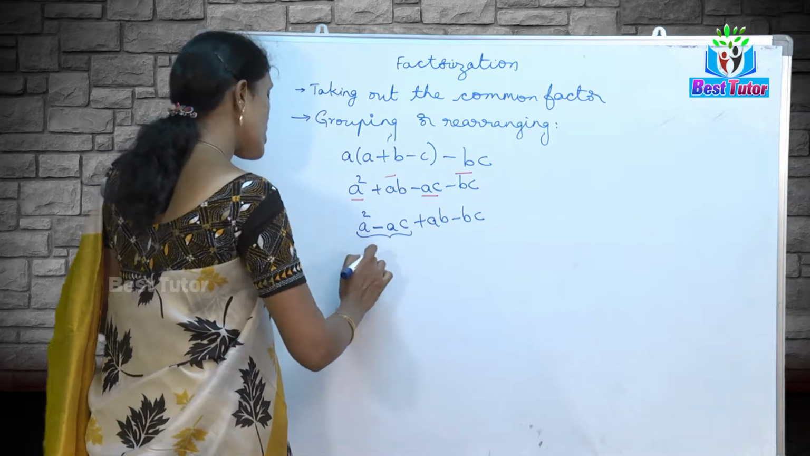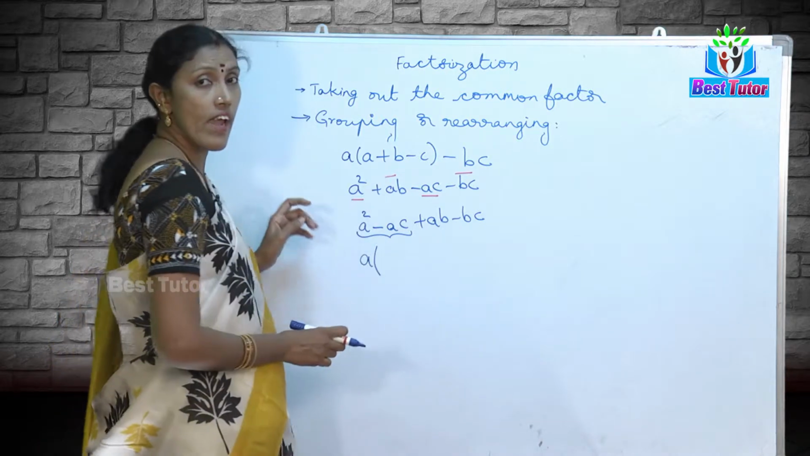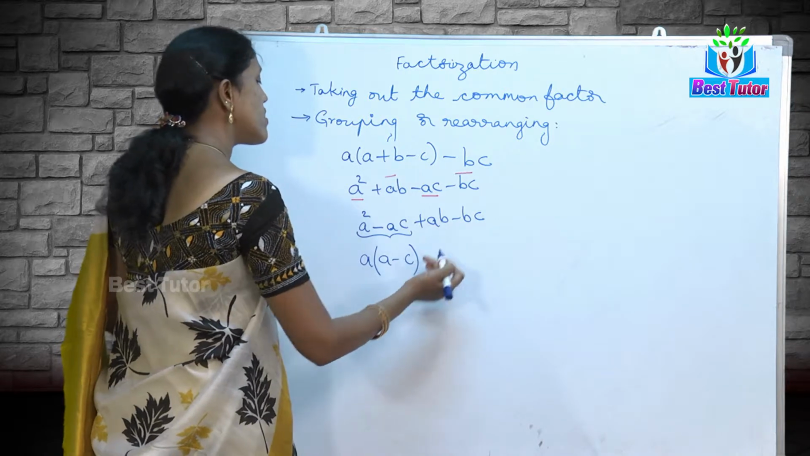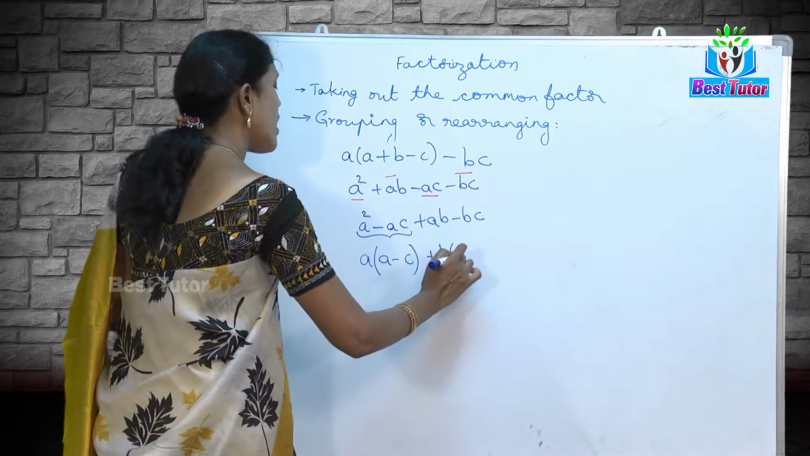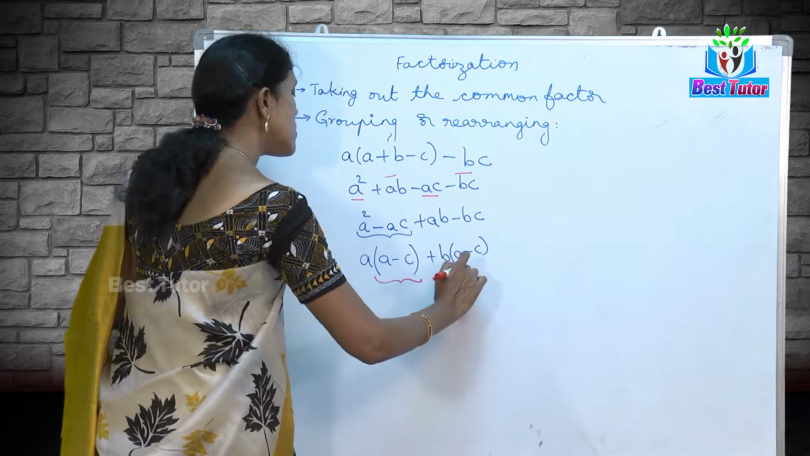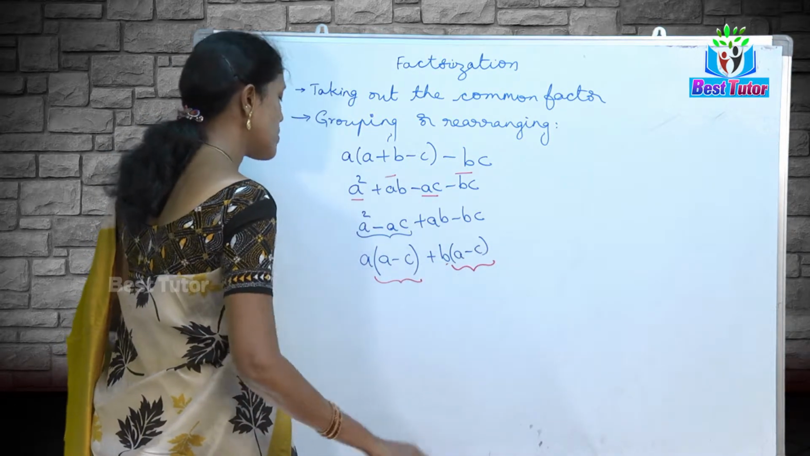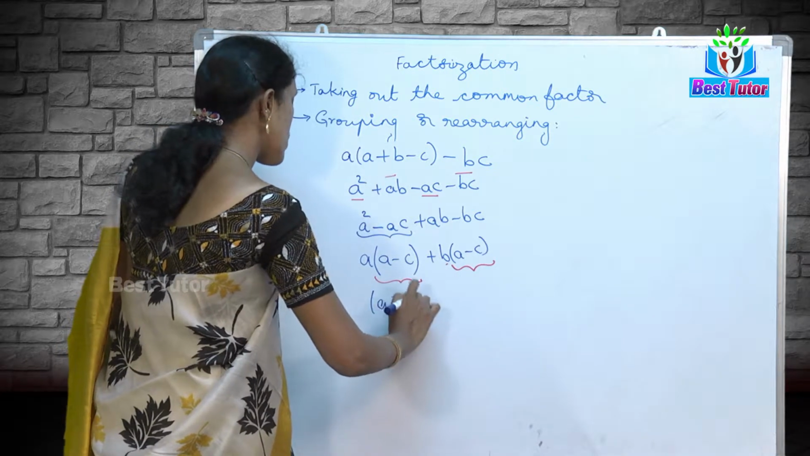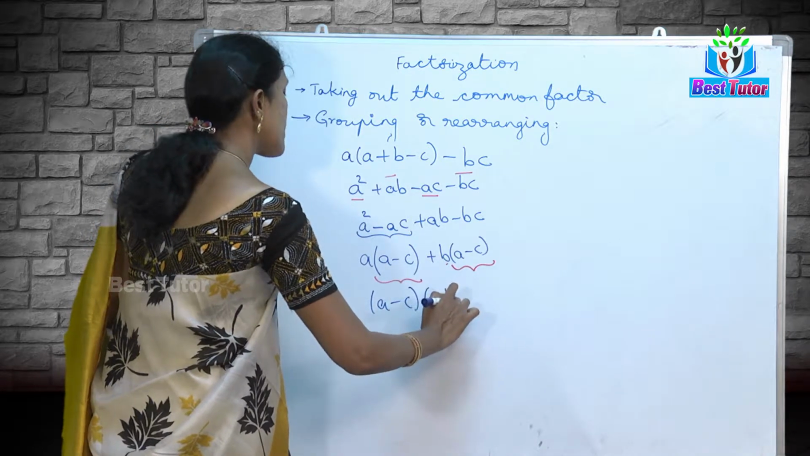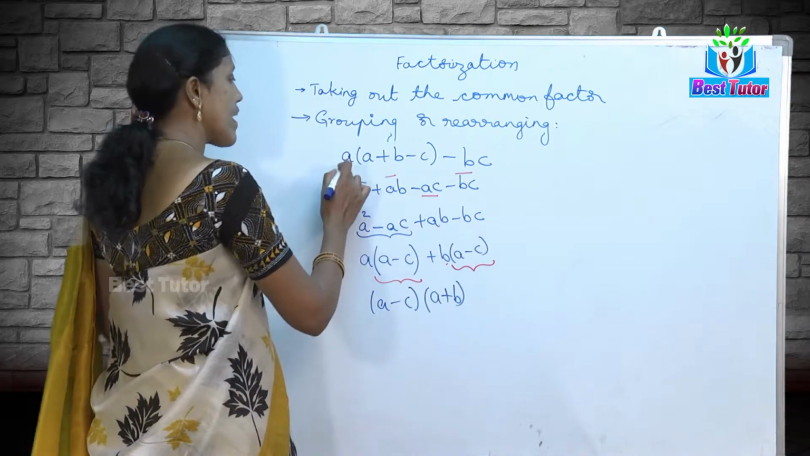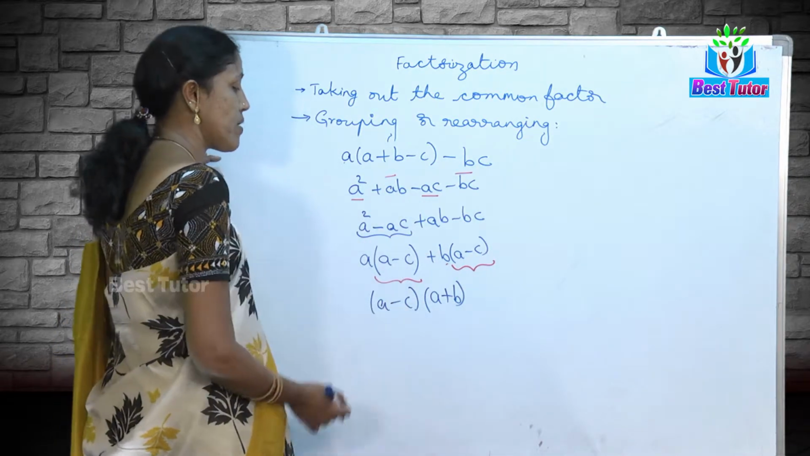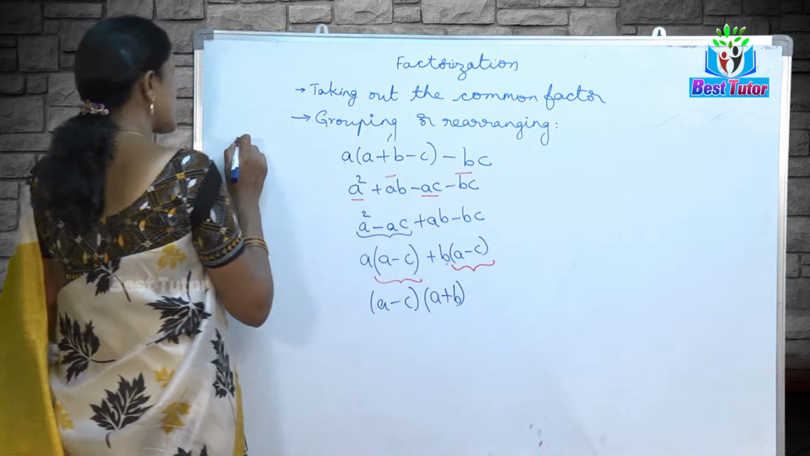So in this group, what is common? a is common. If a is taken out common, we are going to be having a minus c here. In these two, what is common? b is common, and again a minus c is common. Now a minus c is the expression common to both the terms. So if we take out a minus c common, we will have a in the first group plus b in the second group. So we have a into a plus b minus c minus bc as a minus c into a plus b. Let us check if our solution is correct or not.